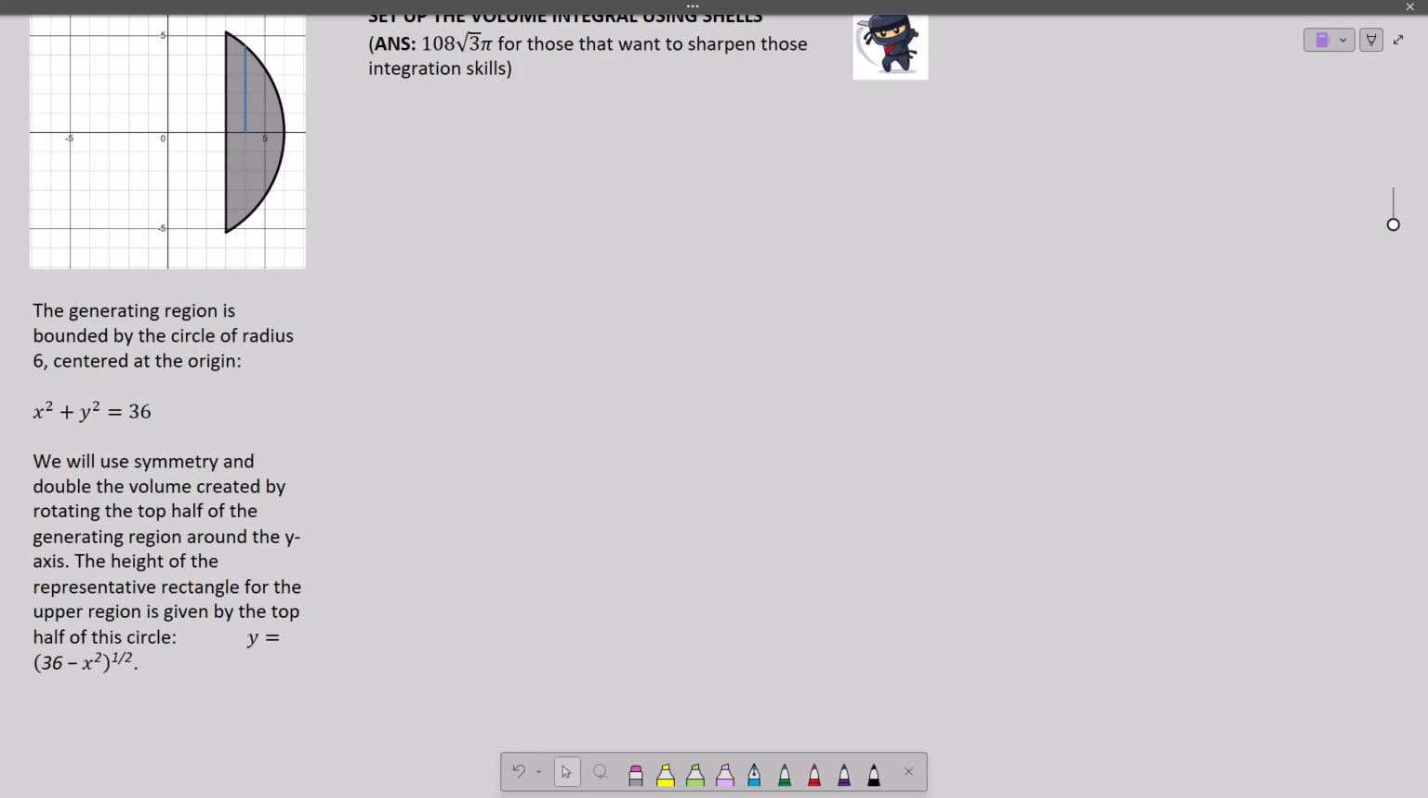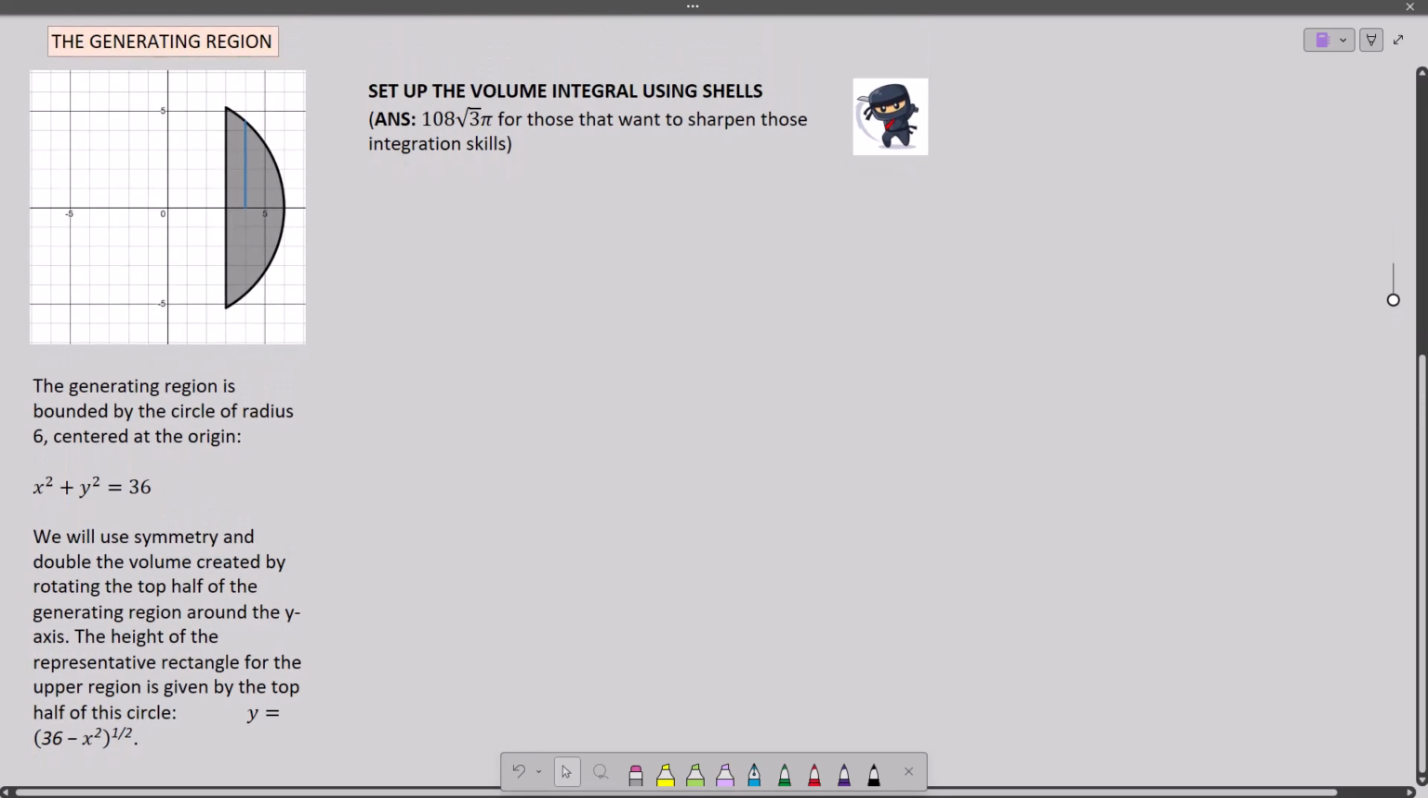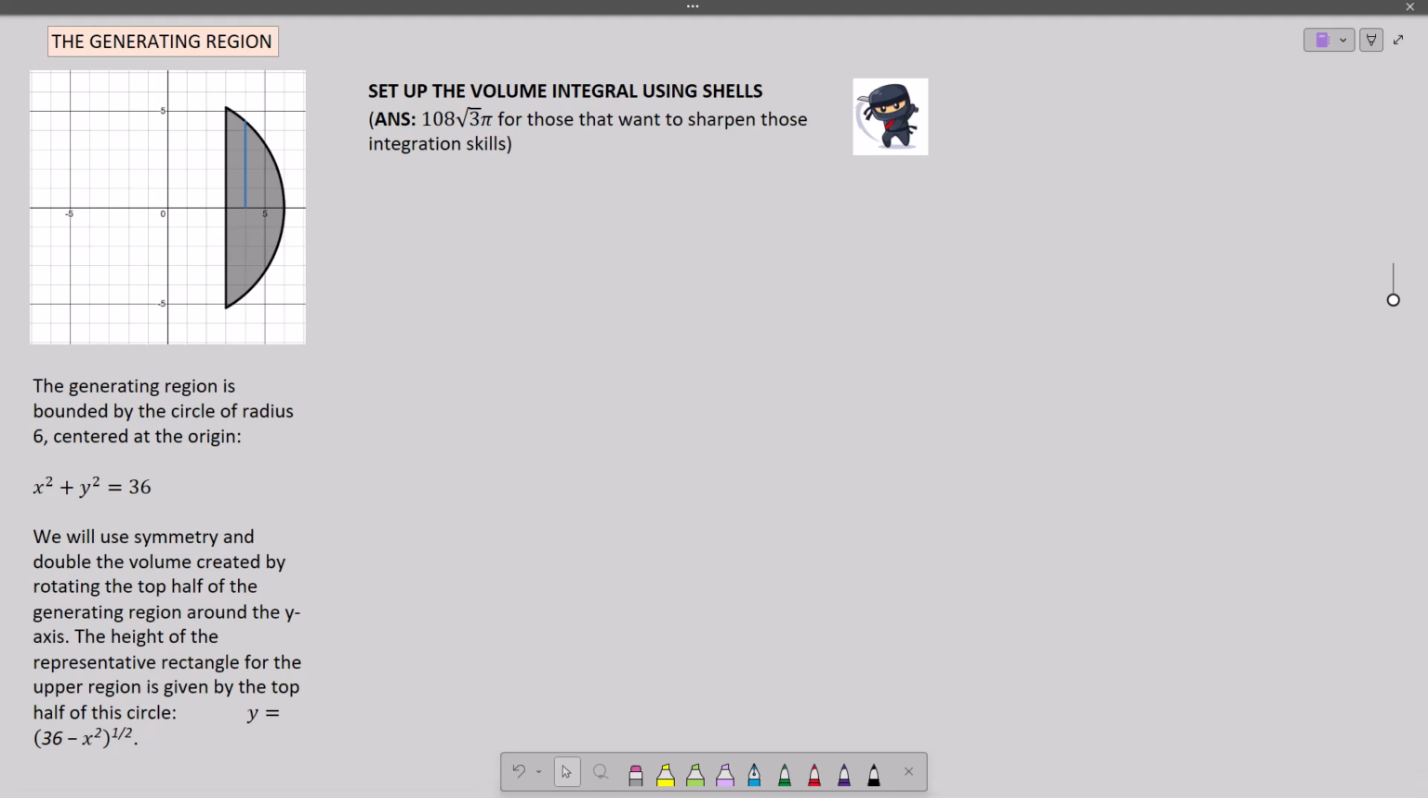We're using shells in this section, so I'm going to choose the element accordingly. If this is going to rotate around the y-axis and I want to create a shell, it's got to be a vertical element, parallel to the axis of rotation. The axis of rotation is right there. We choose a vertical element, and that's why I solve for y here, because this vertical element is touching the top half of the curve. It's also touching the bottom half of the curve if you drew it all the way around. But if we just rotate the top half of the curve, we can then double it with symmetry.